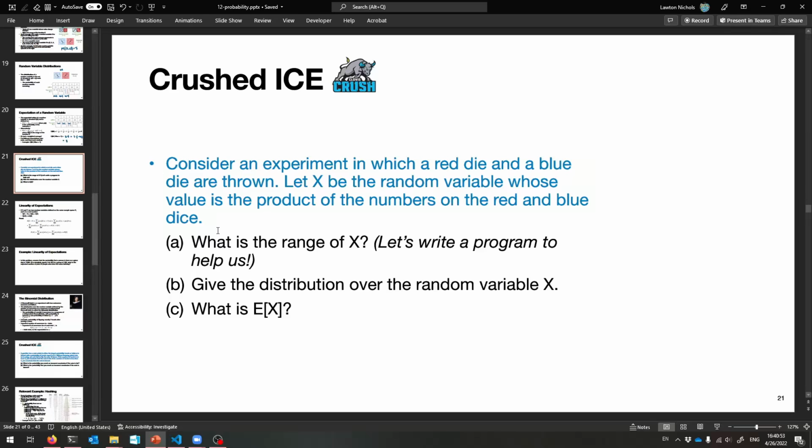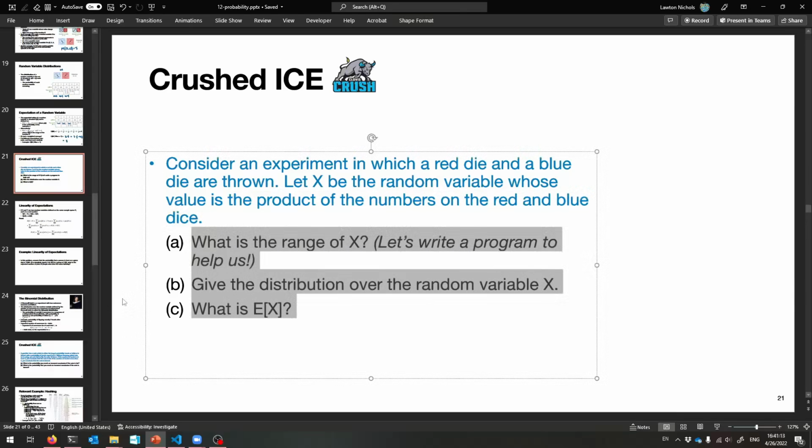Let me give you a chance to try it. All right? So here's an experiment. We have a red die and a blue die, and we're throwing both of them. We're jumbling those numbers and getting back a reading. Okay? So let x be the random variable whose value is the product of the numbers on the red and blue dice. Okay? I think you can try all three of these, and then we'll do them all together.